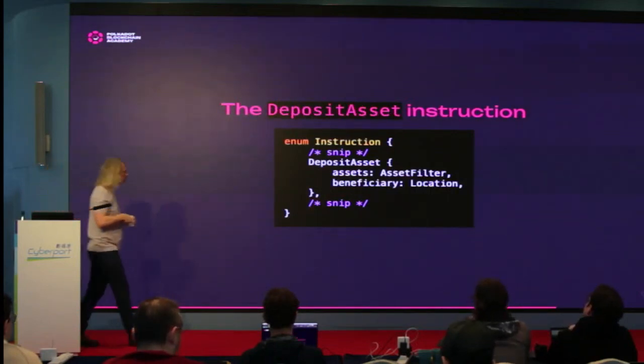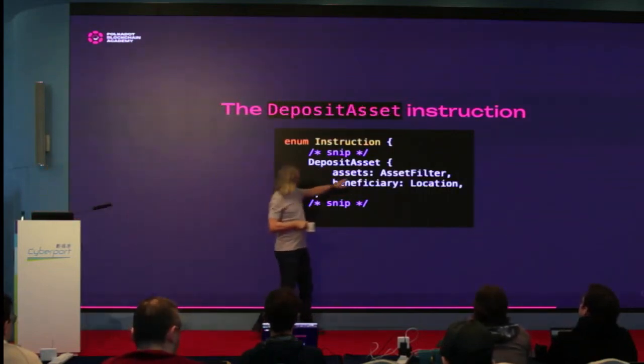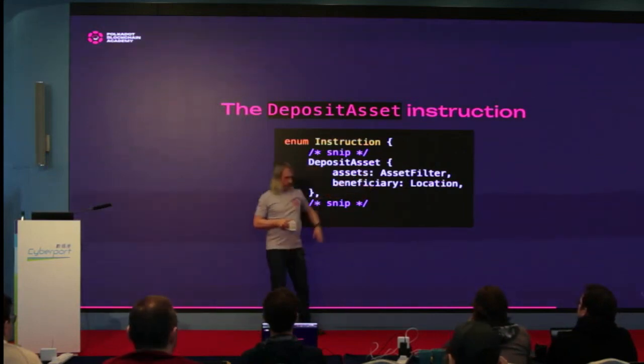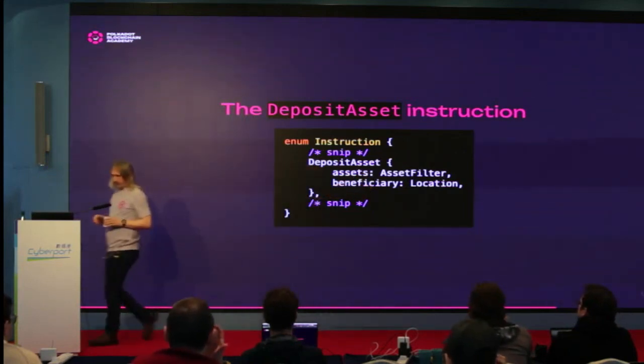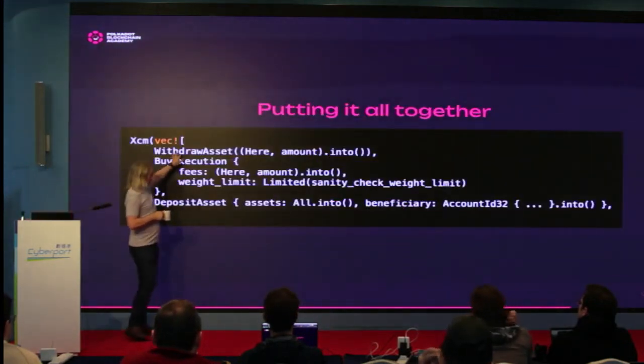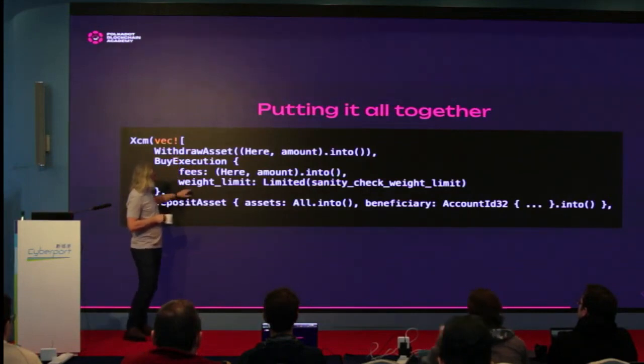Deposit asset. This is the assets that we want to take out of the holding register. This is where we want to put them. Putting it together, we withdraw the asset, we buy the execution.